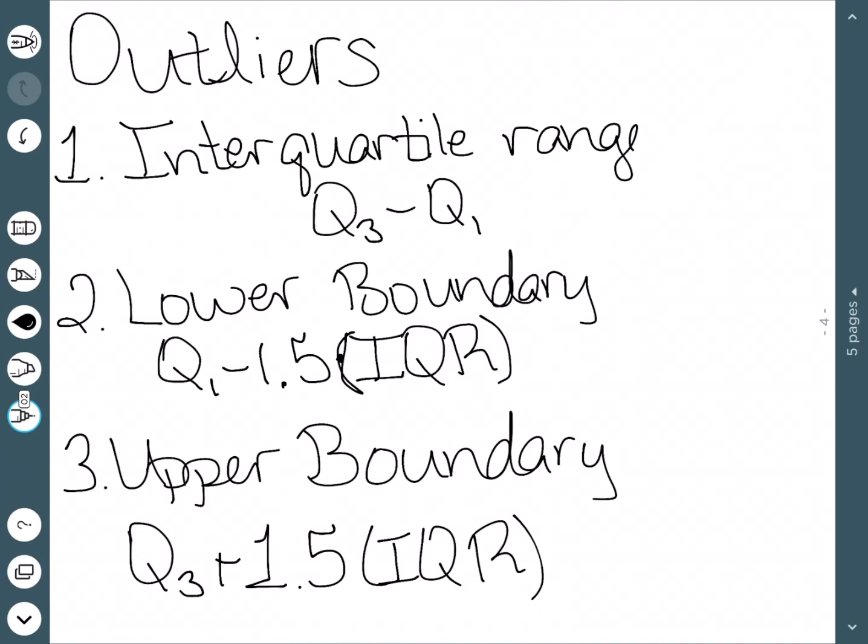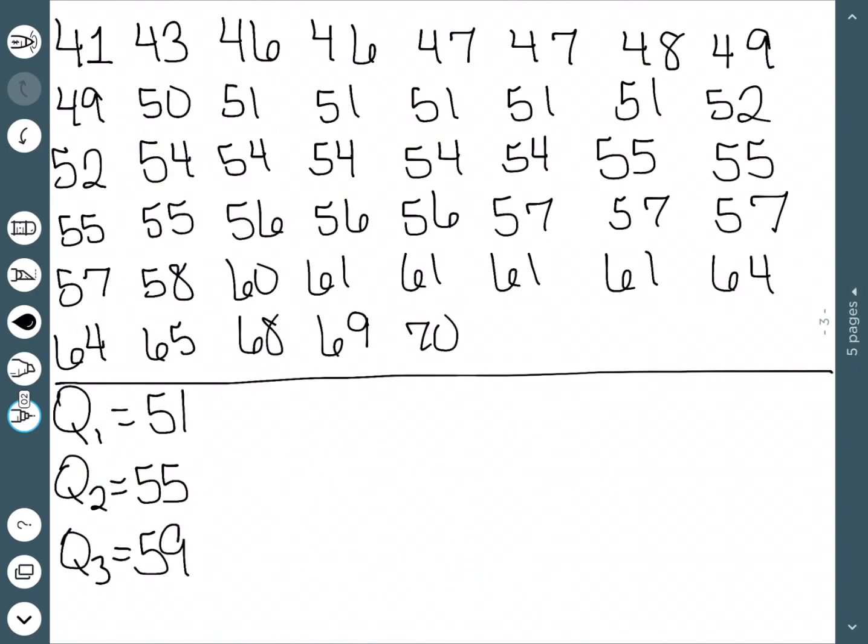So now that we've talked a little bit about how to find them, let's see if we can do an example. We once again have our ordered data set of the age of presidents at the time of their inauguration, and we've already calculated Q1, Q2, and Q3. So now we want to find our interquartile range, IQR. And we just subtract our third quartile and our first quartile.